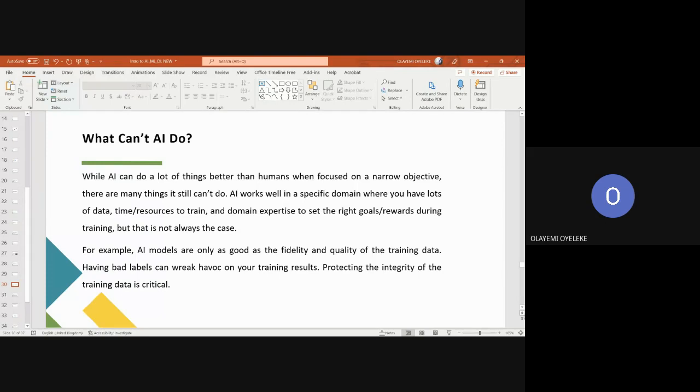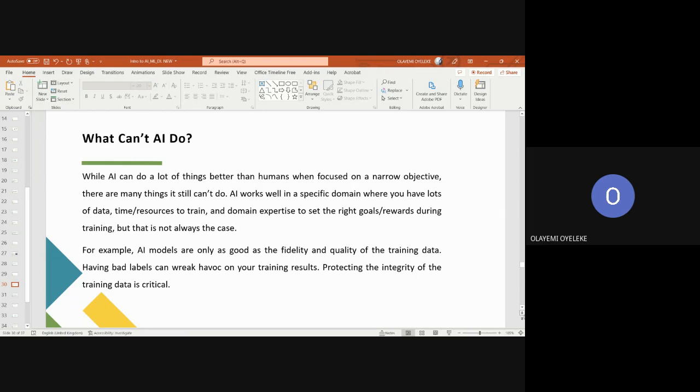For example, AI models are only as good as the fidelity and quality of the training data. I told you about the training data. AI on its own may not be able to control things like the training data you feed into it. Having bad labels can wreak havoc on your training results. Protecting the integrity of the training data is critical.